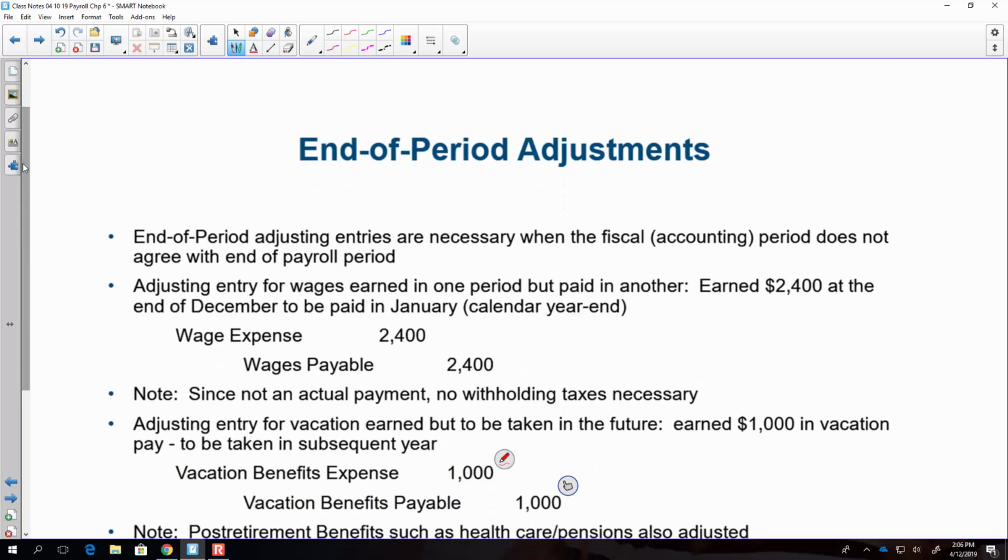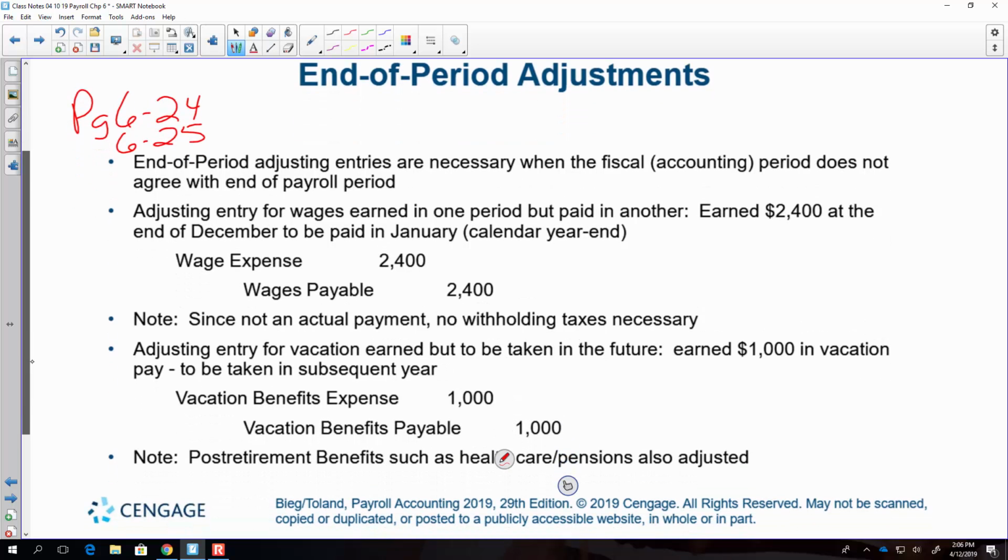All right, to end the chapter then, on page 624, 625 are the year-end or month-end adjustments. The big one is the wage expense. How do we create that accrual? We basically debit the expense, makes it go up, right?